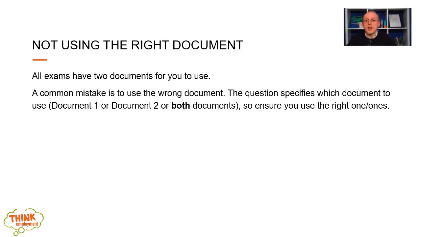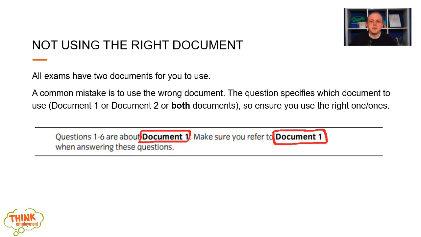Our next point is not using the right document. All exams have 2 documents for you to use, for City and Guilds. If you are doing your exam with Open Awards or Skills First, you have to use 3 documents. But let's have a look at City and Guilds. A common mistake is to use the wrong document. The question specifies which document to use, if you have to use document 1 or document 2 or both documents. So ensure that you use the right document or documents.